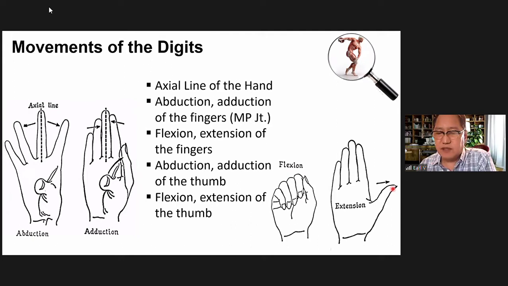From extension, it goes back to flexion. Ito, extension, flexion may be like this. Extension, flexion. Bisan pa ito maglapos. That's the flexion.